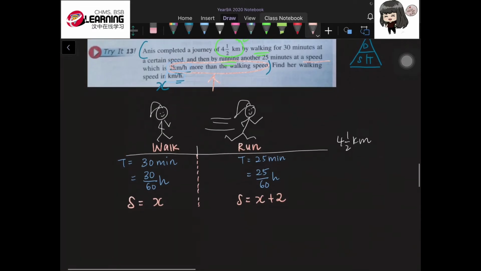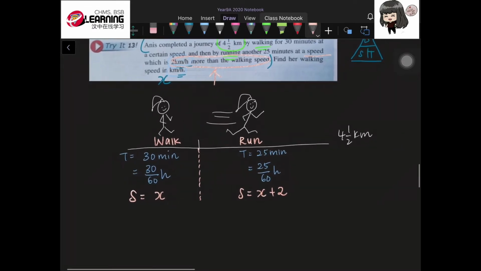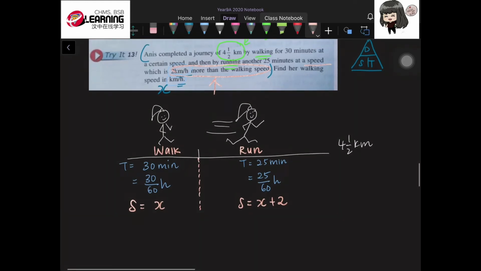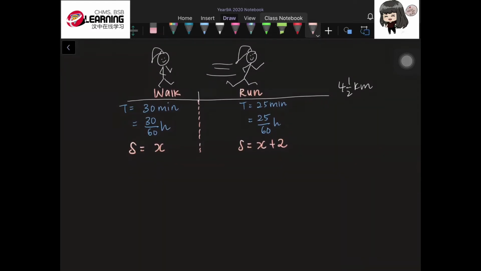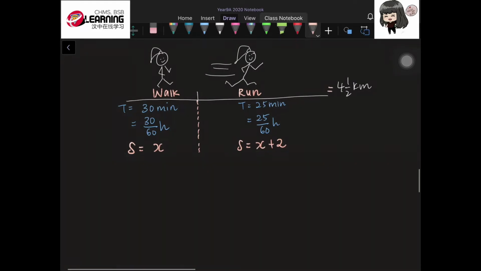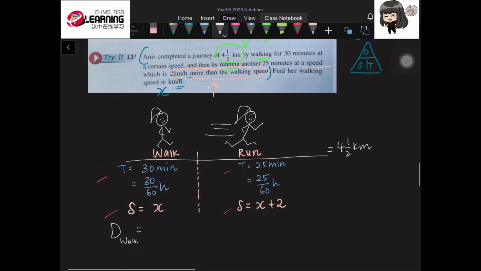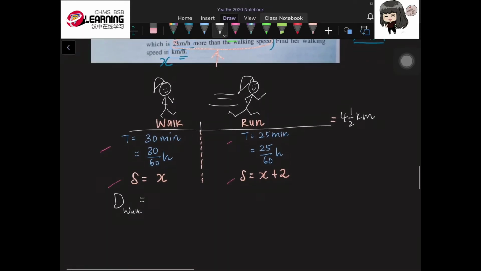We have written down in a short table here, as the try it 13 question is quite long, so I already briefed it and wrote it down in this form. Walking plus running will be 4.5 kilometer. We have time and speed for walking, and for running also the same, time and speed. So we need to know the distance for walking and running respectively. To find the distance for walking, it will be speed times time, according to distance, speed, time again. So distance equals speed times time.